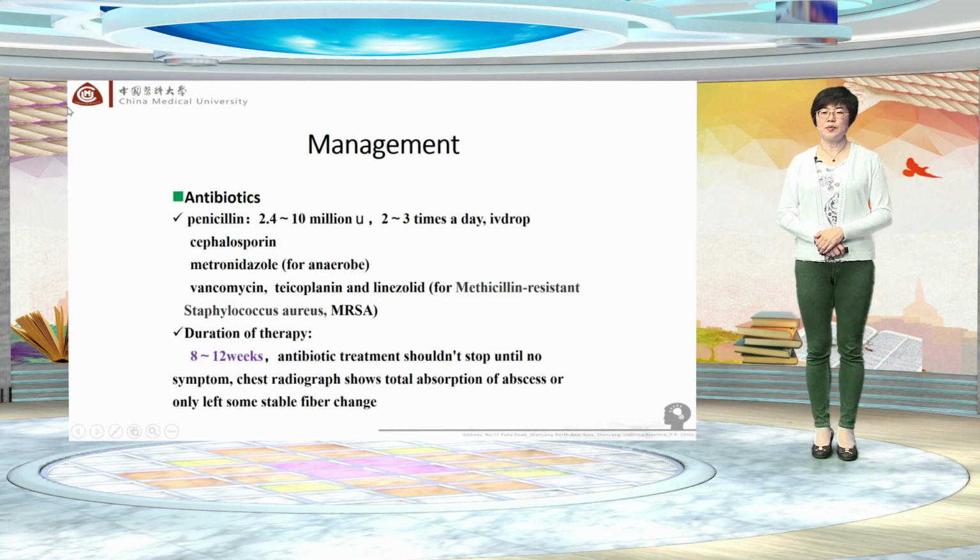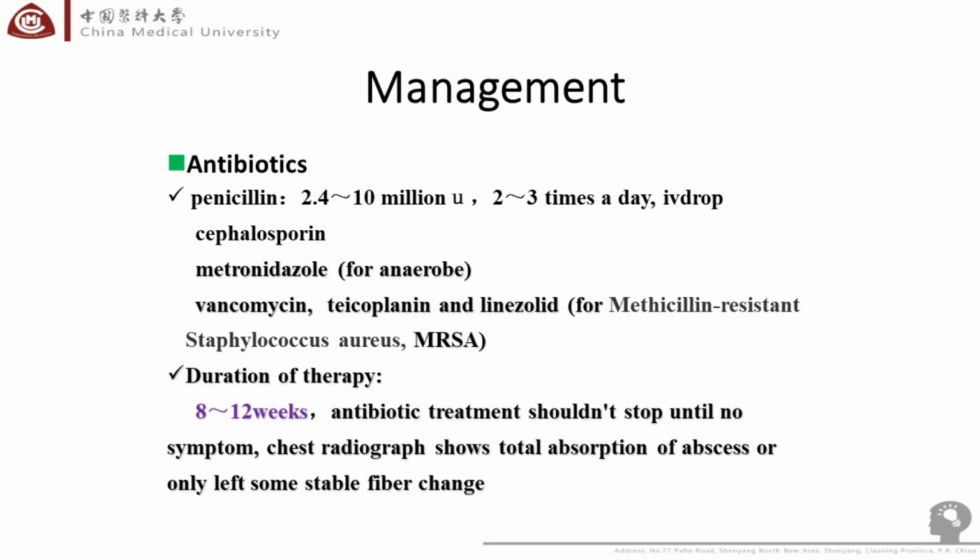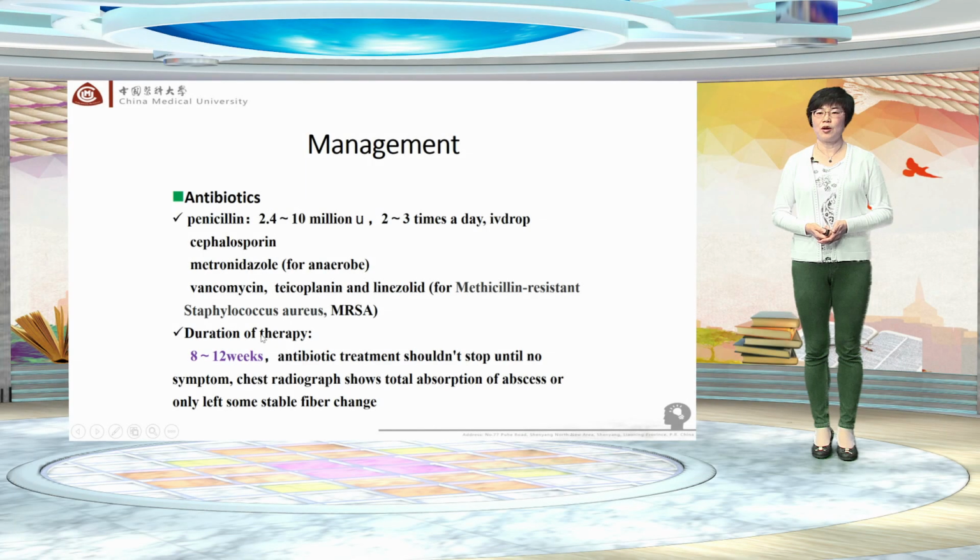The second part, and also the important part of lung abscess management, is antibiotics. For these patients, if bacteria is the pathogen, they could be prescribed penicillin or cephalosporins. If it is infected by anaerobes, metronidazole can be given to these patients. A very special condition: if the patient was infected by methicillin-resistant Staphylococcus aureus, MRSA, only vancomycin, teicoplanin, or linezolid could be given to these patients.